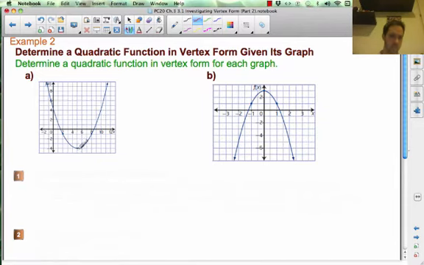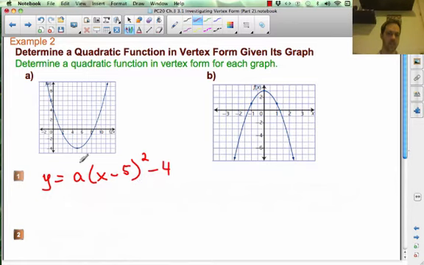So right here we look at the vertex, and this value is positive 5 for x and negative 4 for y. So we will have something of the form y equals our unknown a value times x. Now since this is positive 5, it represents a shift 5 to the right, so it'll be x minus 5 all squared, and then it's shifted down, so that's minus 4, and that's all from our vertex of positive 5 and minus 4 right there.